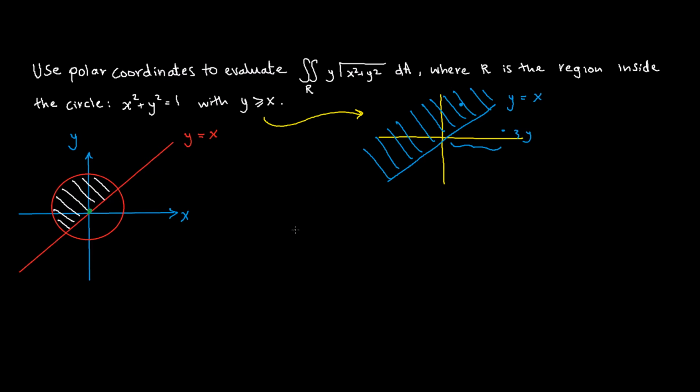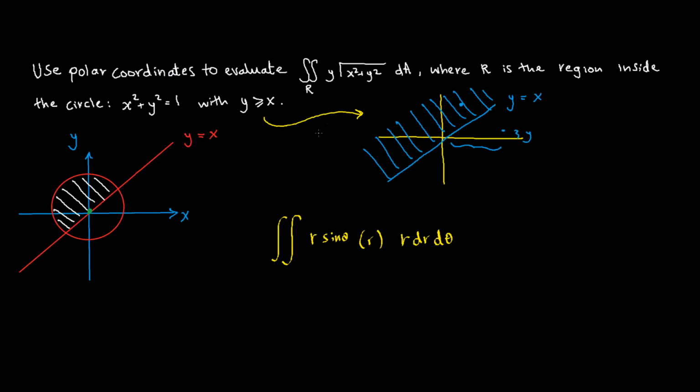So now we can set up the double integral. We have y, which becomes r sine theta. We have the square root of x squared plus y squared, which is equal to the square root of r squared, and this becomes r. And finally, the differential area in polar coordinates becomes r dr d theta.